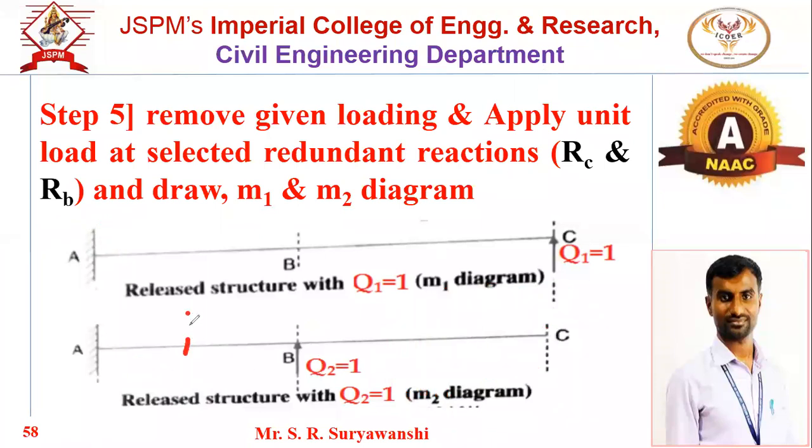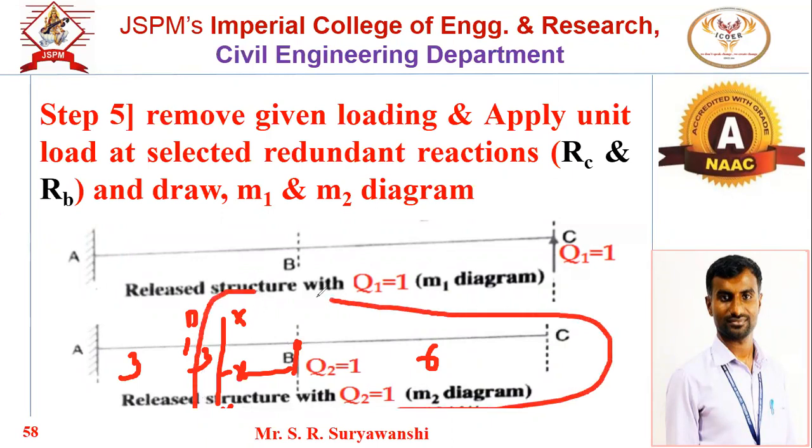Next, DB. Next will be DB. This is 3 meter. This is 3 meter. This is 6 meter. So for DB, B is the origin. This is the section line. This is x. And this is the origin. So what we want? We want the bending moment at a section line considering the right portion. This is the right portion and this is the load at point B, and movement will be anti-clockwise. Right portion is there, movement is anti-clockwise, that's why positive. This force into perpendicular distance. Force is 1, perpendicular distance is x. So 1 into x, that will be x.